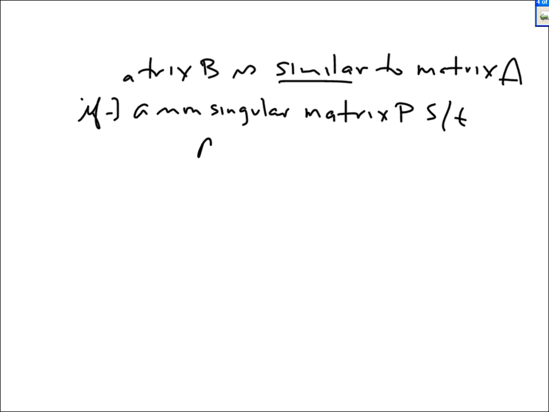If you take matrix A and on the right you multiply by P and on the left by P inverse, hence P had to be non-singular, you get back B. Okay, if you can take matrix A and multiply on the right by P and on the left by the inverse of P, matrix B and matrix A are similar.